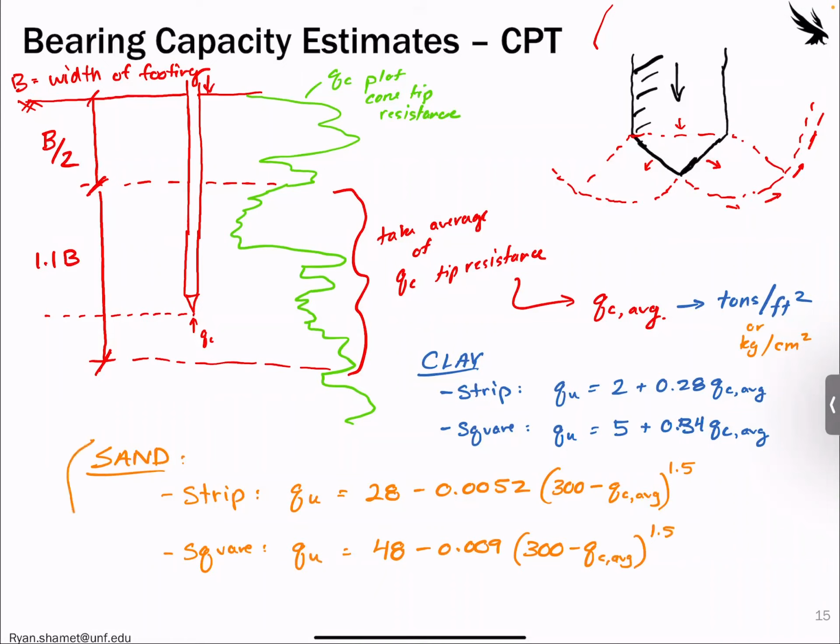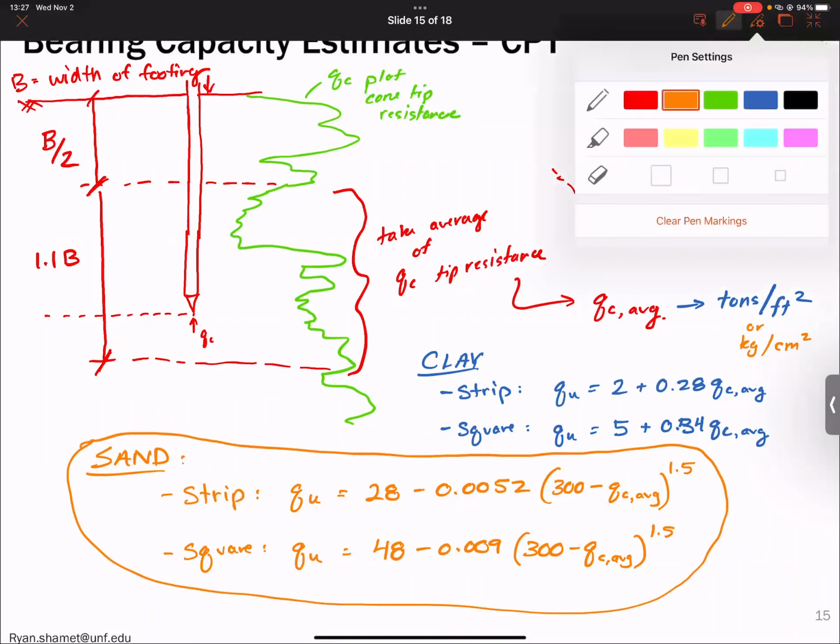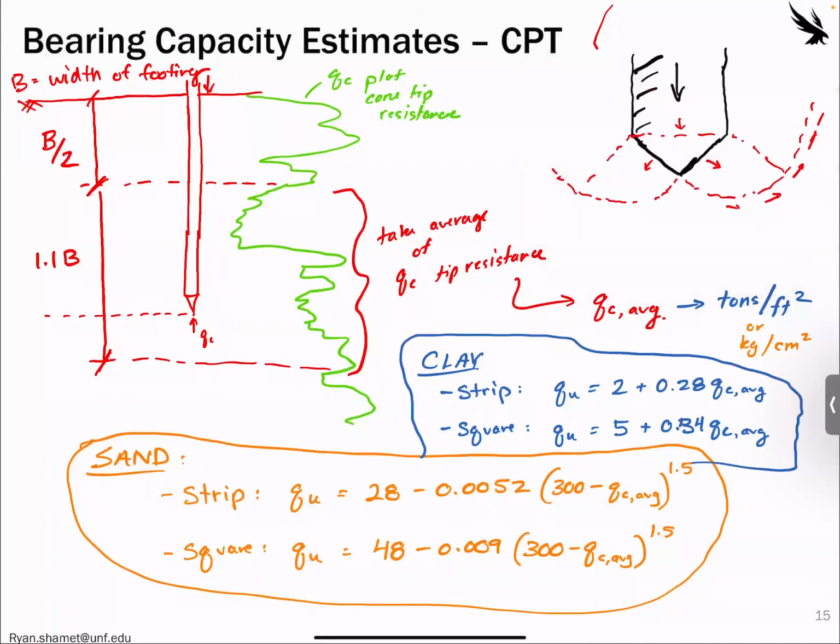So these equations look sketchy, and that's because they are, because they're empirically based for a specific region and then statistically determined. So you always have to use caution when using these types of equations. But this is a way that CPTs are being used.